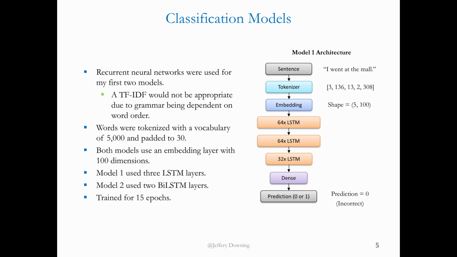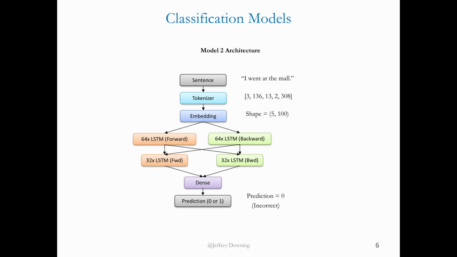So the model starts by taking a sentence, it tokenizes it into tokens, it's run into an embedding, so that increases its dimension to 100, and then it's run through 3 LSTM layers with 64, 64, and 32 nodes each, and then that's run into a dense layer, and after that we get a prediction where the model predicts whether or not the sentence is correct. The second model's architecture is very similar, but the key difference is that it uses a bidirectional LSTM instead, and there's only 2 layers.